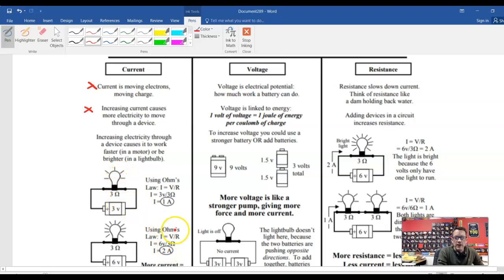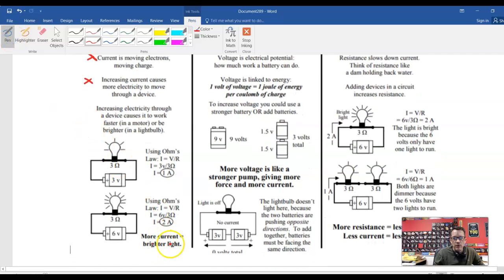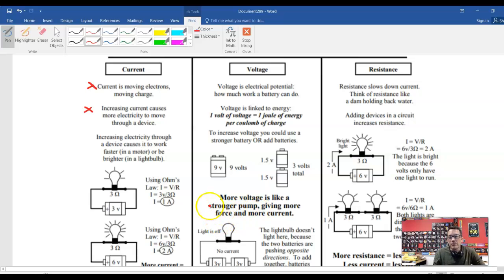And the idea down here at the bottom is that if we increase the current, we're typically going to get a brighter light. All right. So how do we get more current? Typically the way we're able to get more current is, one, we may need to have more voltage. Voltage can be described as the electrical potential. The electrical potential, it's kind of like the push that we might have on something. It's a potential energy issue.